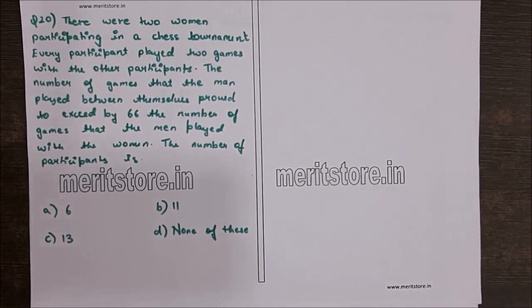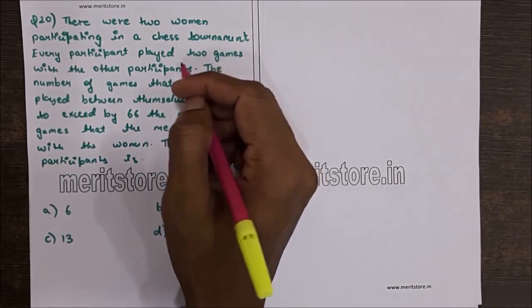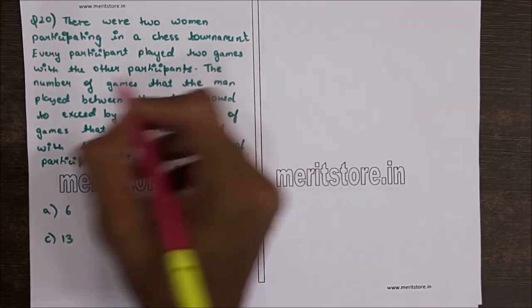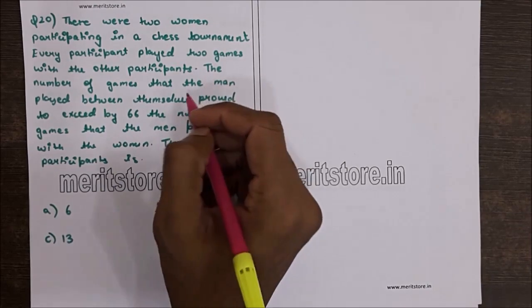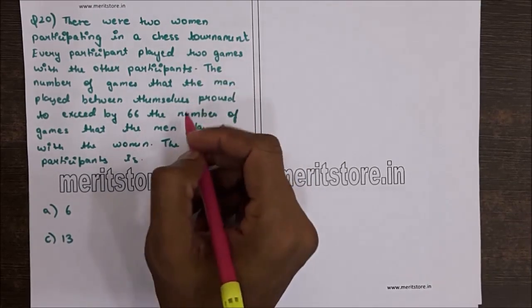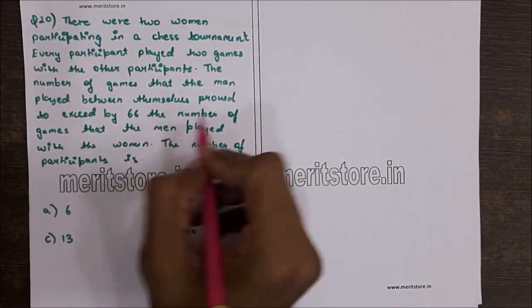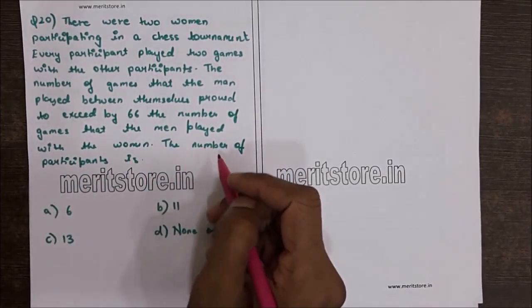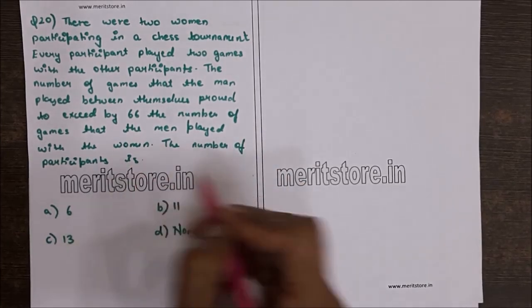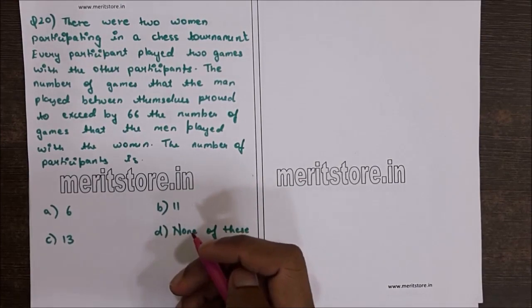Question 20. There were 2 women participating in a chess tournament. Every participant played 2 games with the other participants. The number of games that the men played between themselves proved to exceed by 66 the number of games that the men played with the women. The number of participants is, we have 4 options: A 6, B 11, C 13, and D none of these.